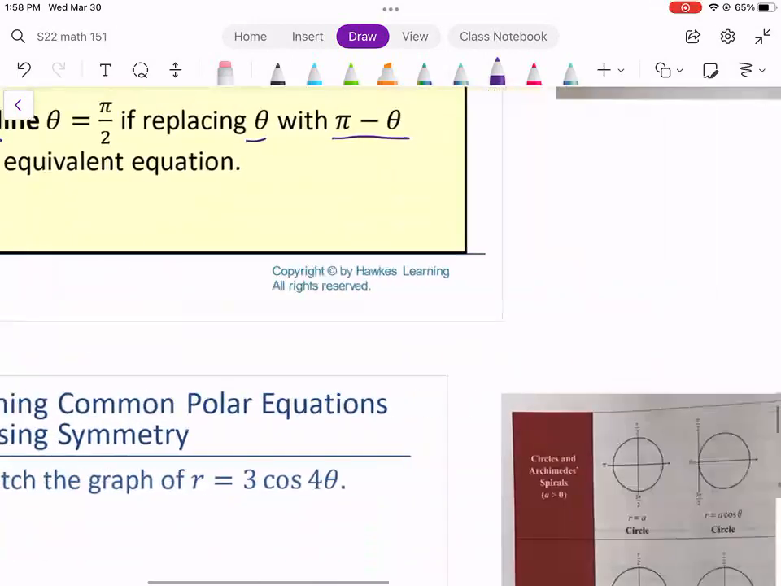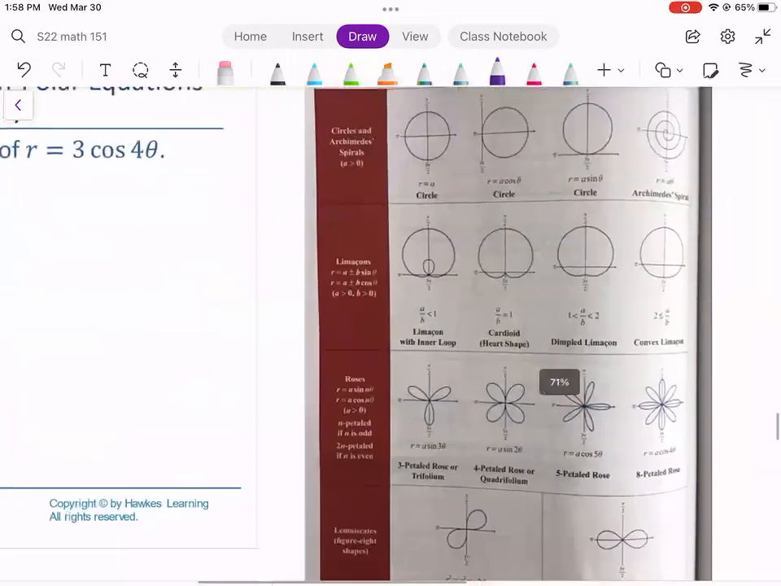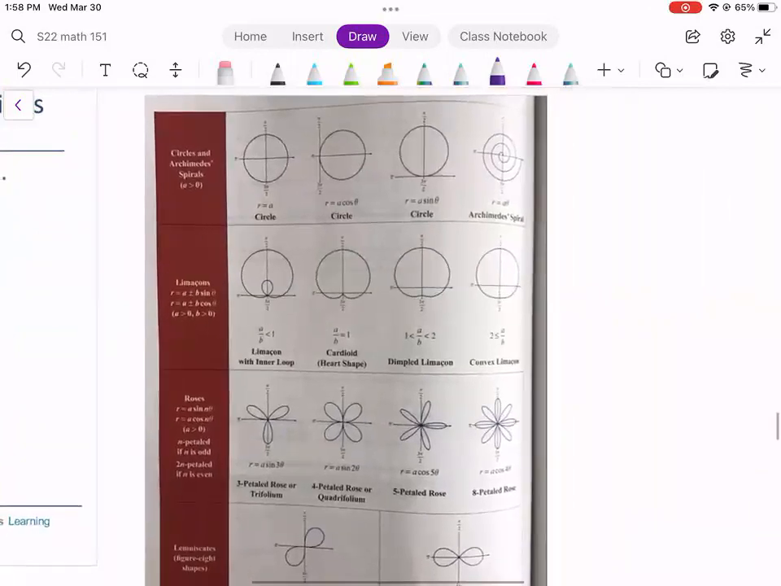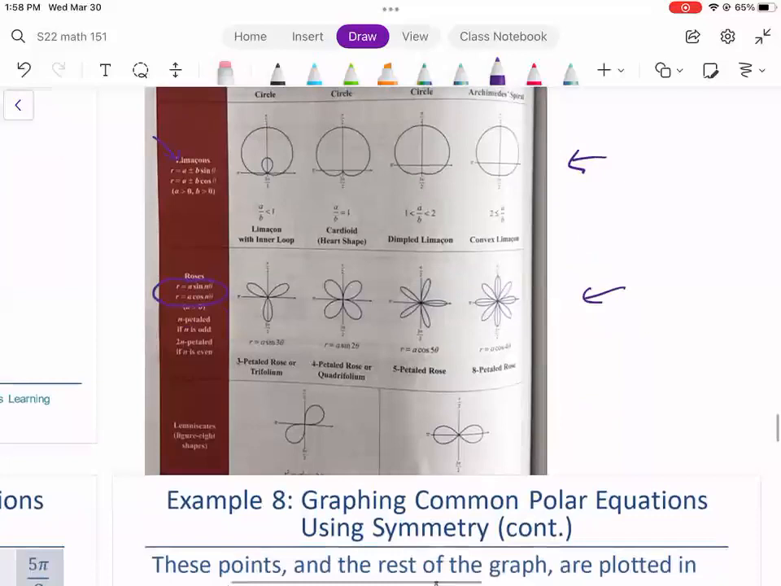Looking at some examples here, I've put in a table that shows you some typical equations you might see. If you get something where the radius is listed as a plus or minus b sine of theta or cosine of theta, this is your typical shape. Here are your circles and spirals. You have roses, and this is the typical equation that you're looking for. And then these figure 8 shapes as well.